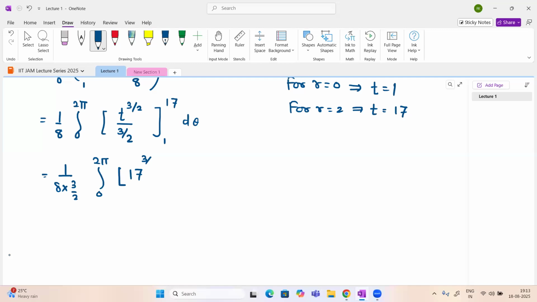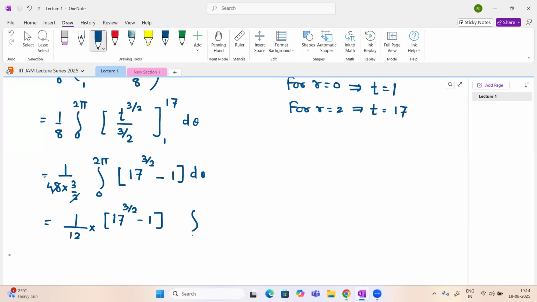17 raised to 3 by 2 minus 1. 1 raised to anything, you will get the same. It is again a constant. So here the 2 will get cancelled, and 4 is 12. That gives 17 raised to 3 by 2 minus 1.